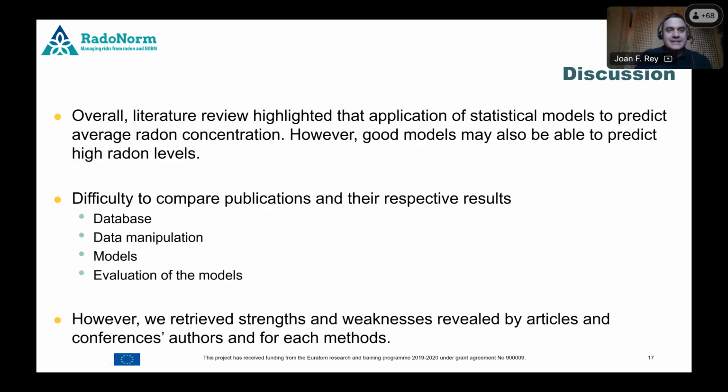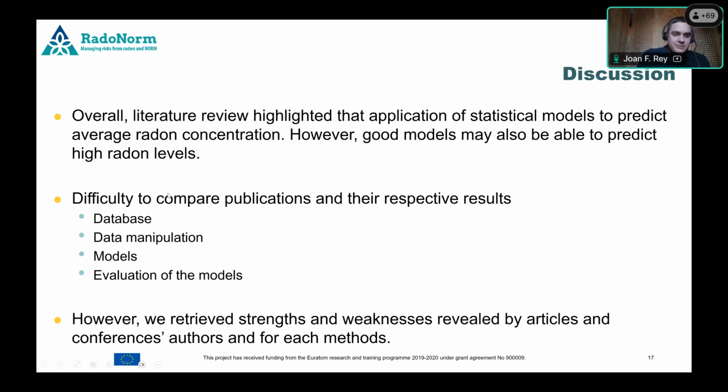Okay, so now this literature review showed us that there are a lot of different applications, a lot of models that were shown to predict, for example, average radon level, but also high radon levels. But there is a difficulty to compare all these publications together and their respective results. And this is for different reasons. The first one is the database. In fact, for each paper there is a different database, so it's always difficult to compare things from different databases.